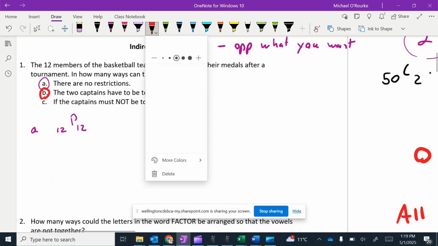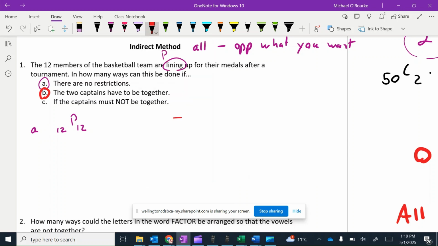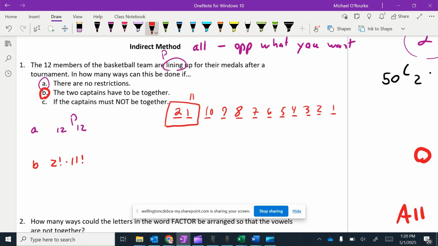Now, captains have to be together. So the way I like to do this is 1, 2, 3, 4, 5, 6, 7, 8, 9, 10, 11, 12. I'm going to put the 2 captains in the box here. Now, it didn't say which order, so it's going to be 2 and 1. And then I'm going to figure out everyone else. 2, 3, 4, 5, 6, 7, 8, 9, 10, 11. So B, now I can write this multiple ways. I can write 2 factorial times 11 factorial. That also equals 2P2 times 11P11.